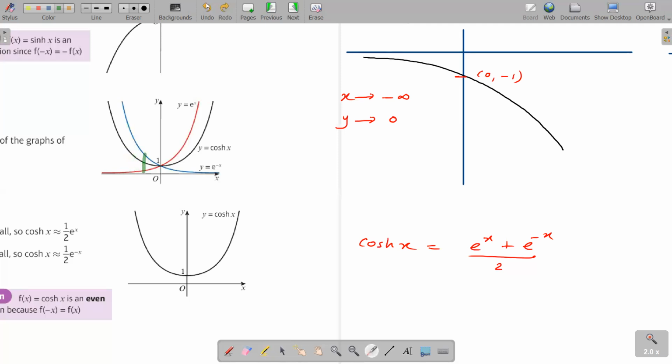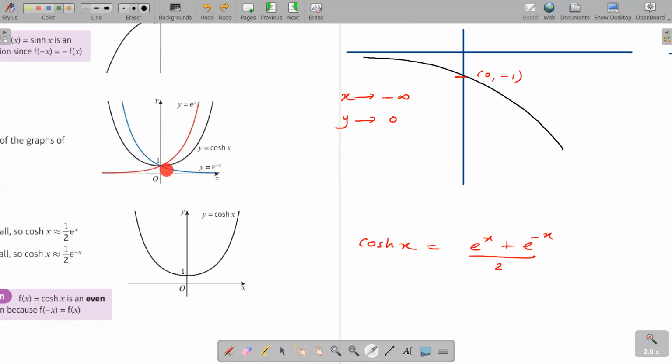So you can see finally the cosh graph. It looks like this, and one of the main and important features is that it crosses the y-axis at 1, because both e to the power x and e to the power negative x cut the y-axis at y equals 1.